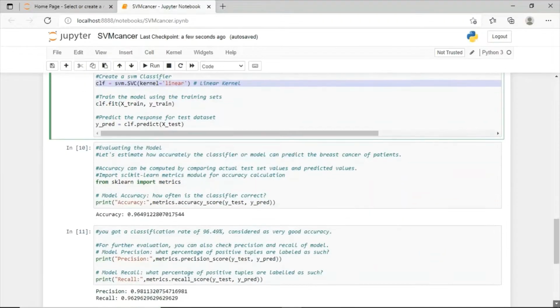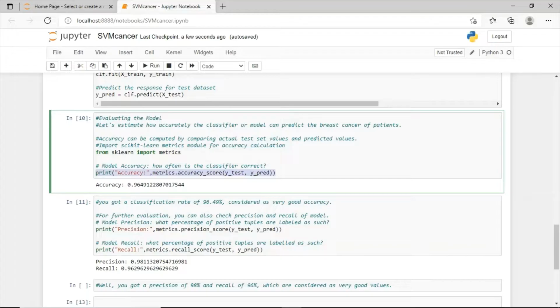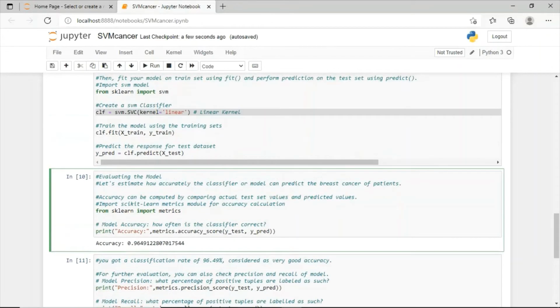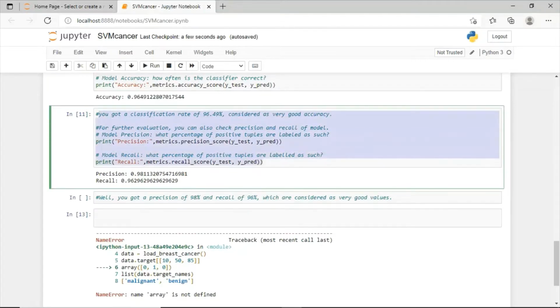Afterwards, you have to perform some evaluation so that you can find out the accuracy on the test dataset. Here the accuracy is 0.9649. It is 96%. So I think whatever kernel I have taken, the linear one, is working perfectly fine. Now after finding the accuracy, you can do this. This is a very, very important thing. Here we have got a classification accuracy of almost 96.49%.